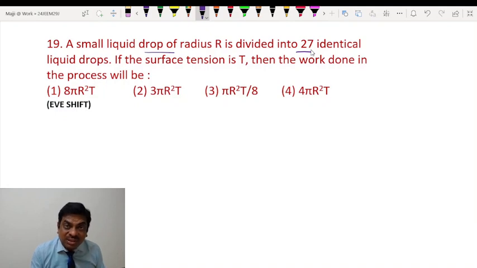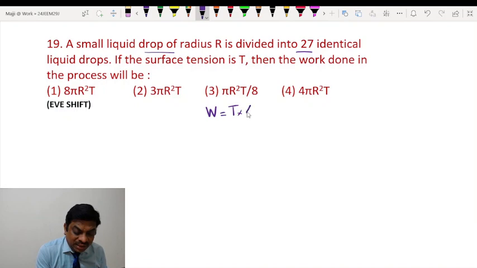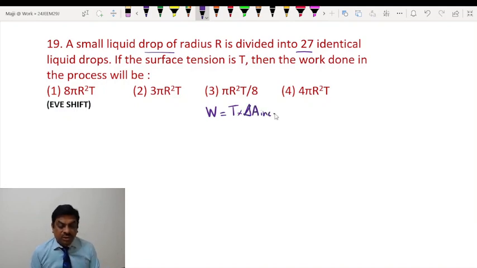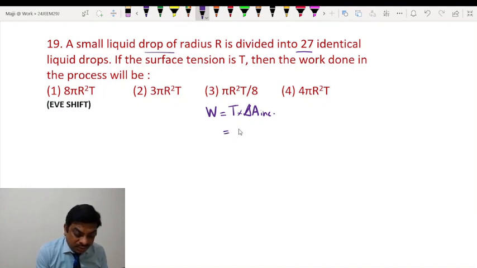And as we know, for every unit increase in area, the energy required is numerically equal to the surface tension. Again, I am repeating, students, please listen. For every unit increase in surface area, the work done or energy required will be equal to surface tension. So the work required will be surface tension multiplied by the increase in area. So this is the answer. Increase in area will be final area minus initial area.